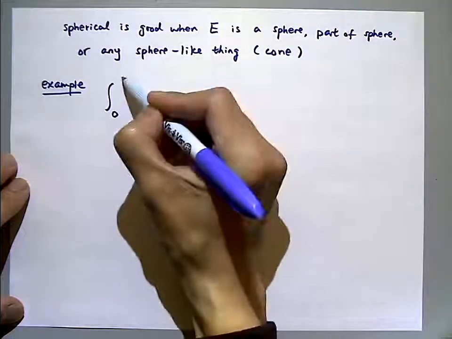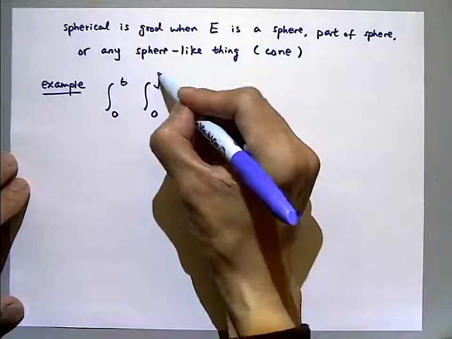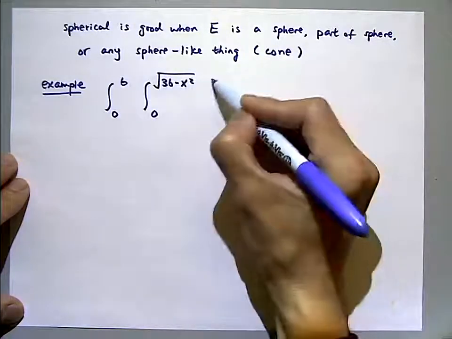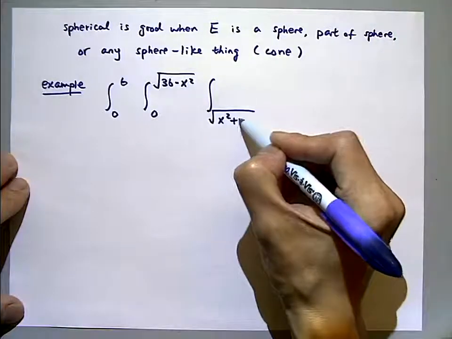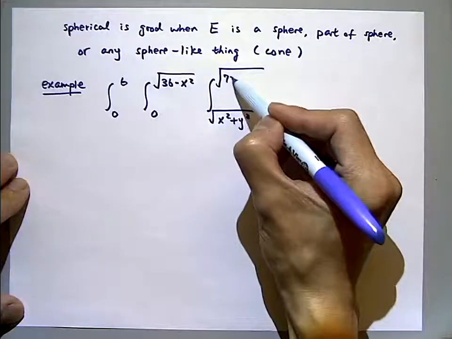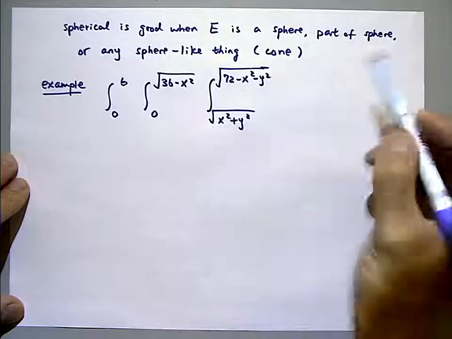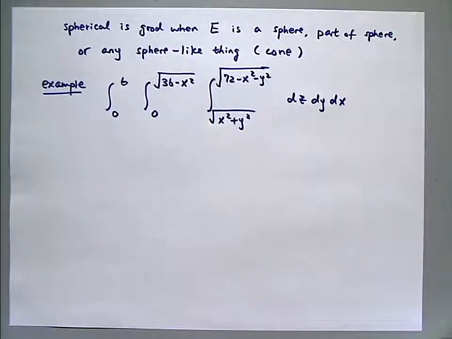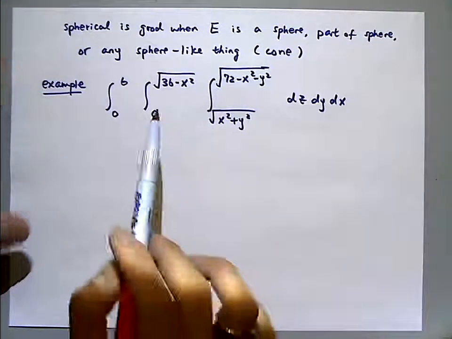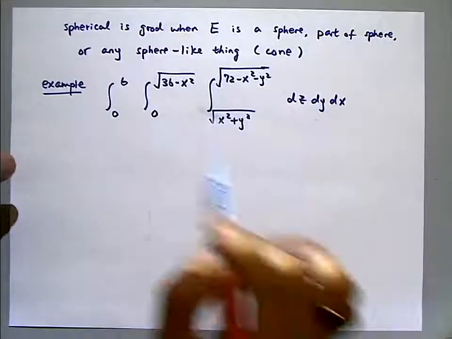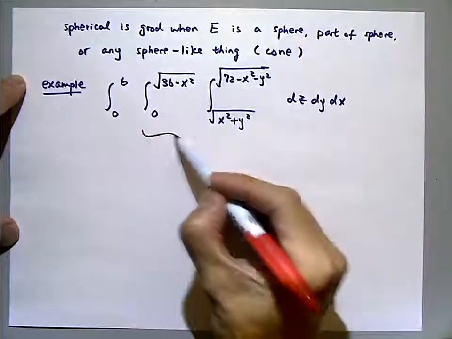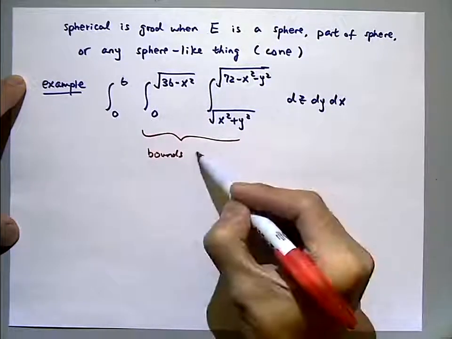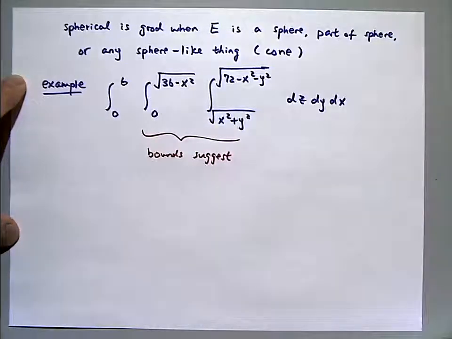For example, suppose we started with this triple integral in Cartesian. Just look at the bounds here. x is between 0 and 6, no problem. But the fact that we got all of the x squared and y squared under root all over the place, this is strongly suggesting that we're dealing with some kind of circle, sphere-like thing.